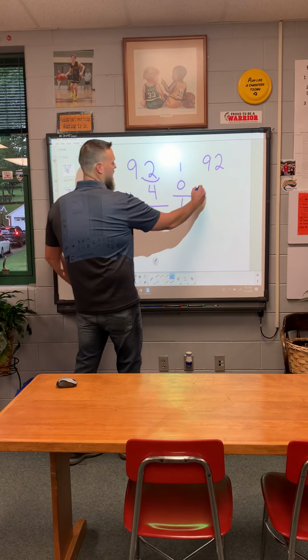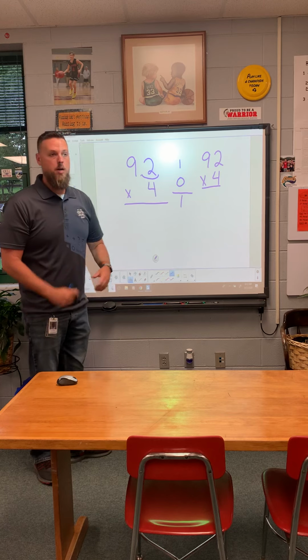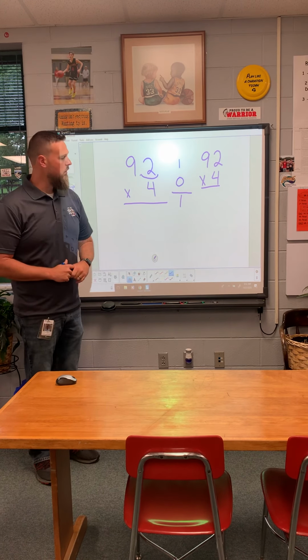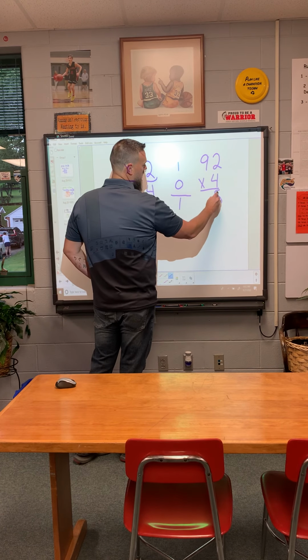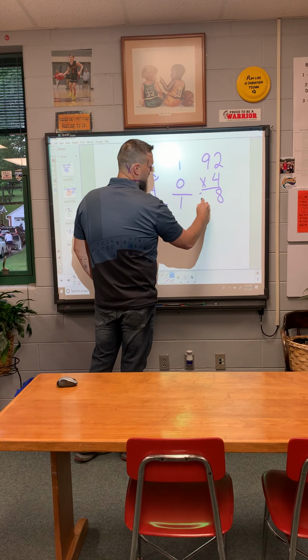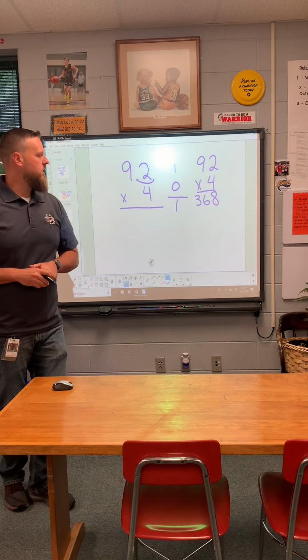So I didn't kick the other one, I'm just going to rewrite it as 4. So now I have an easy multiplication problem. I have 92 times 4. So I'll just do my multiplication like we did last week. 4 times 2 is 8. 4 times 9 is 36. So my answer right now is 368.